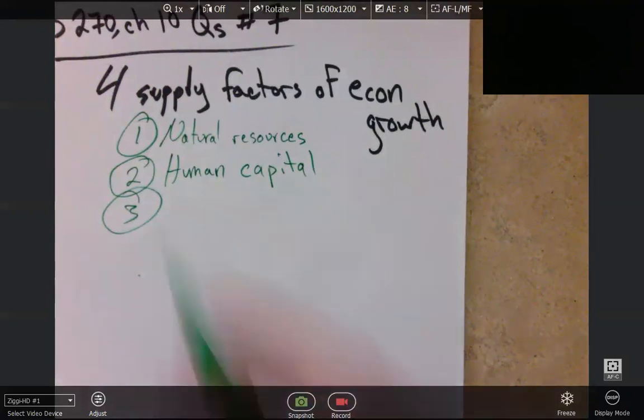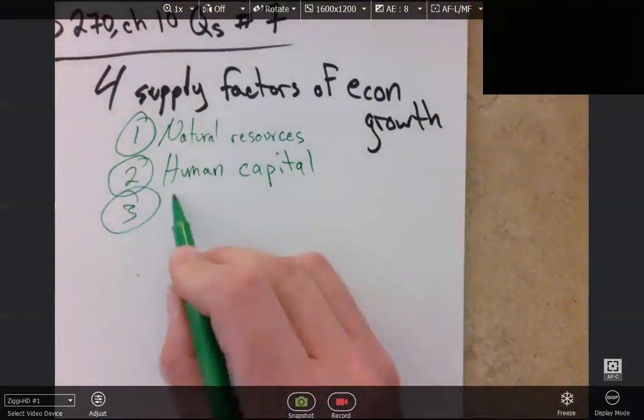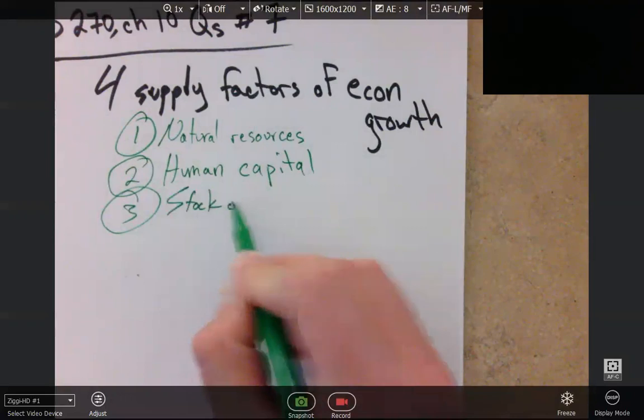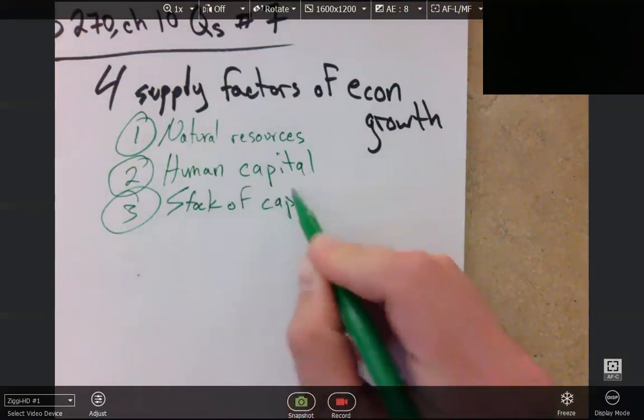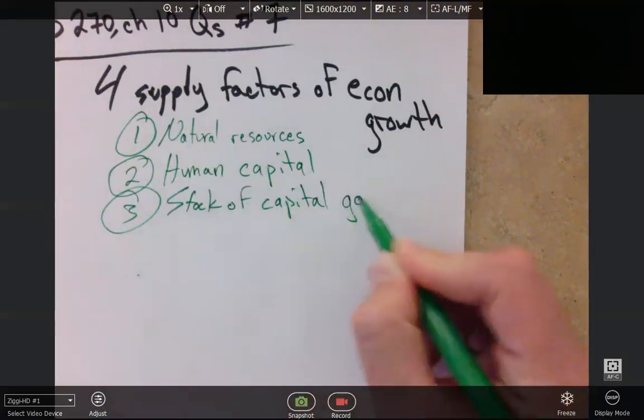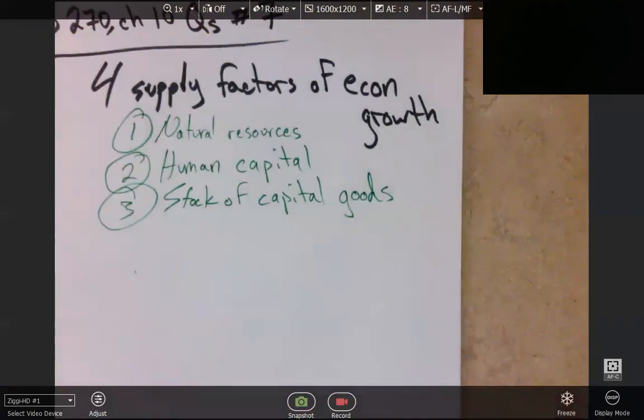Then we have essentially the stock of capital goods, right? We think of capital goods as factories and machines and stuff like that, right? But it's also roads. It's also telecom infrastructure, having a fast internet connection, being able to call somebody with your cell phone in the middle of nowhere, right? These are things that we kind of take for granted.